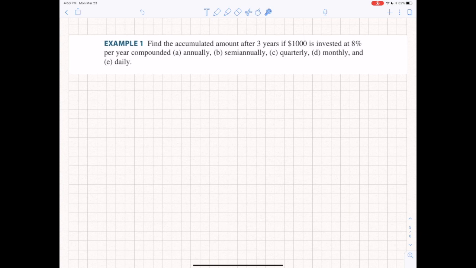At this point, if you want to work through this problem on your own, go ahead and hit pause. I'm going to pause for a second and then go through and write out the work for this problem.